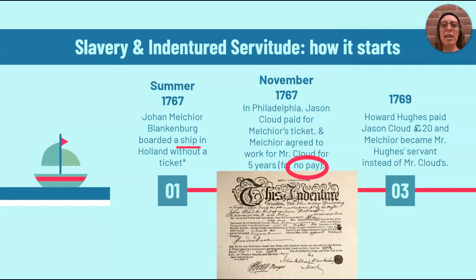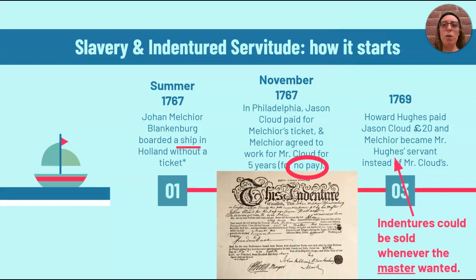And one more similarity that I hope you realized is that neither one could choose who they worked for. Both could be given or sold to someone else. The key difference is that the contract was sold for indentured servants like Melchior. So that piece of paper, this right here, is what was sold for indentured servants. But the person was sold in slavery.